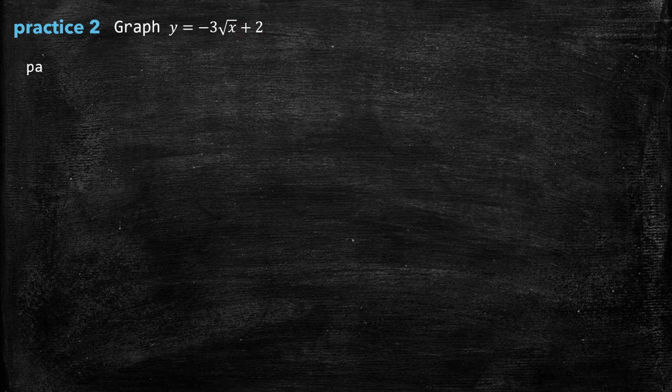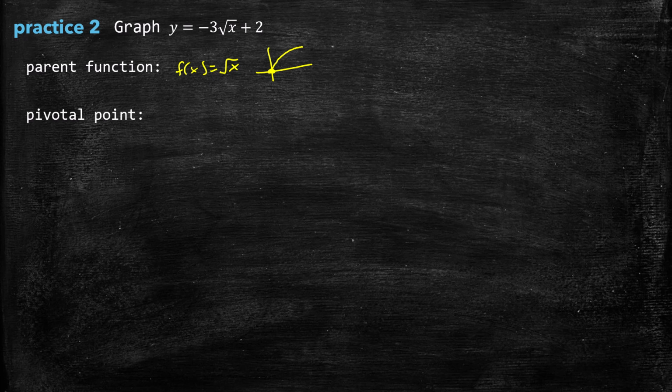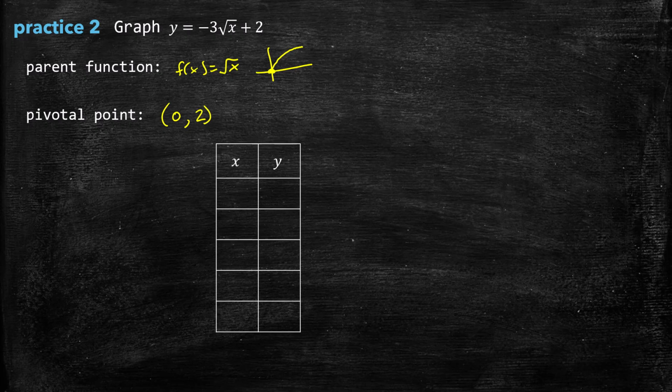So let's go through. The parent function is f of x equals the square root of x, which looks like this. So the pivotal point is here. It's no special point of symmetry, but it's important for our table. So the pivotal point for the transformed function: for x, there's no horizontal translation, so that would be 0. And y goes up by 2, so 0, 2. So let's go to our table.